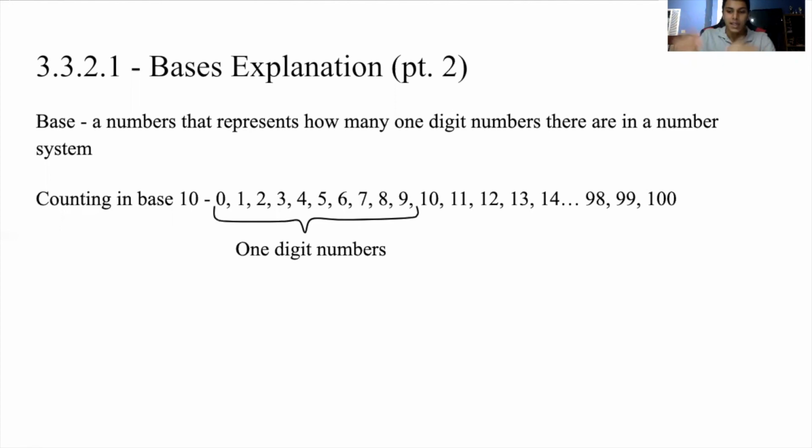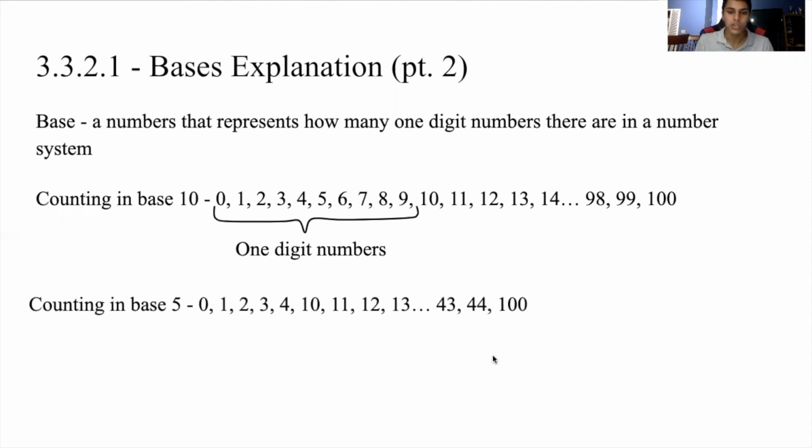Now, this is what changes in different bases. As an example, in base 5, you only have 5 one-digit numbers, which are 0, 1, 2, 3, and 4. So just like when you get to 9 in base 10, you move on to two-digit numbers, when you get to 4 in base 5, you move on to two-digit numbers. So in base 5, instead of counting 0, 1, 2, 3, 4, 5, 6, 7, 8, 9, you would count 0, 1, 2, 3, 4, 10. And when you got to 44, since there's no one-digit number higher than 4 that a two-digit number can be made out of, you have to go to 3 digits, or you have to go to 100.